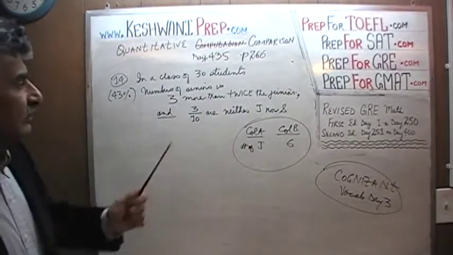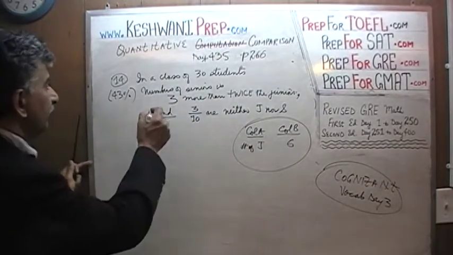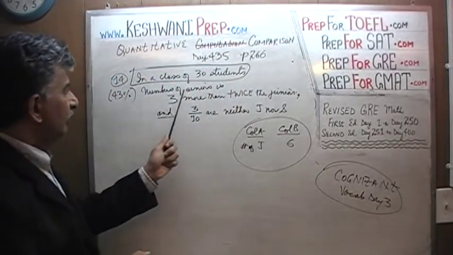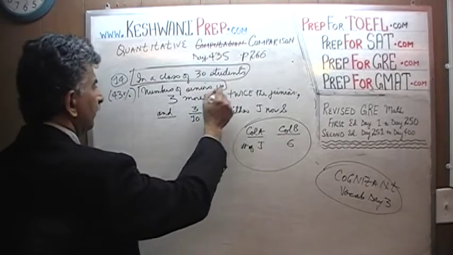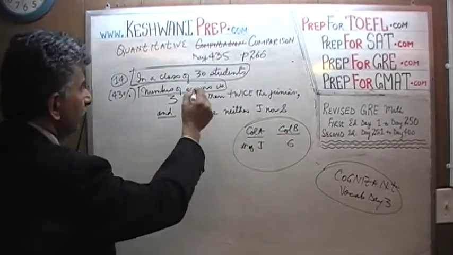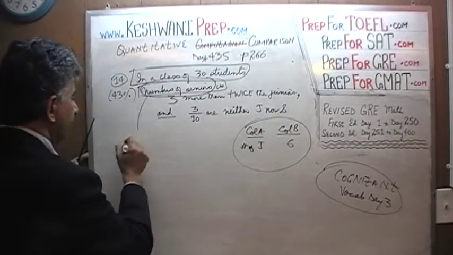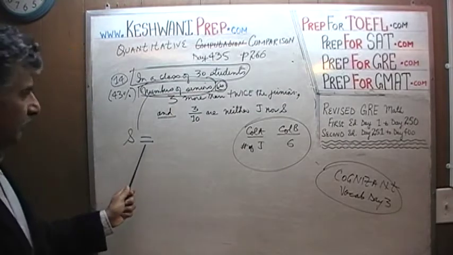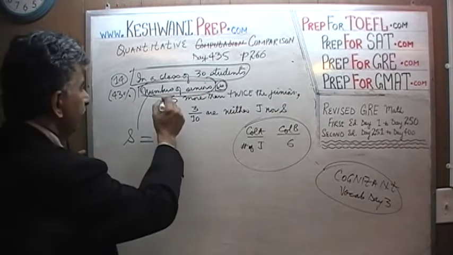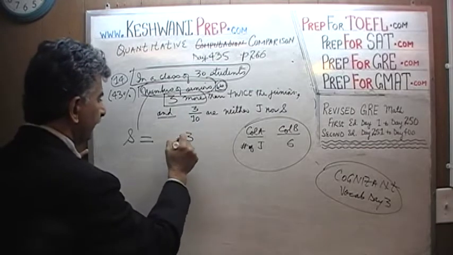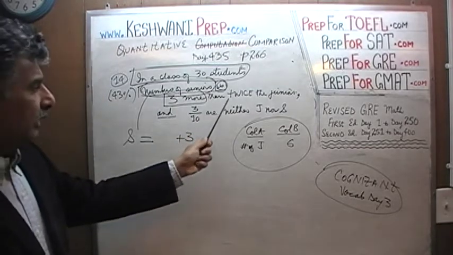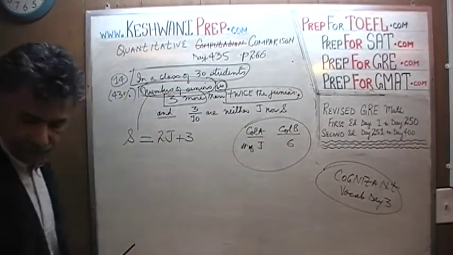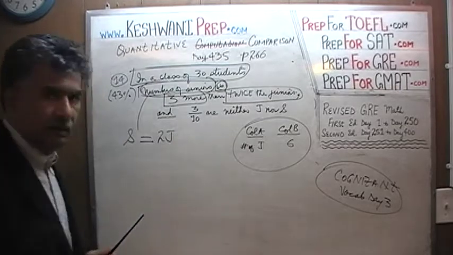It says in a class of 30 students, well, right there that tells you something. A class of 30 students, it says, the number of seniors, let's call it S, is, means equals, number of seniors is 3 more, means plus 3, more than what? 3 more than twice the junior.